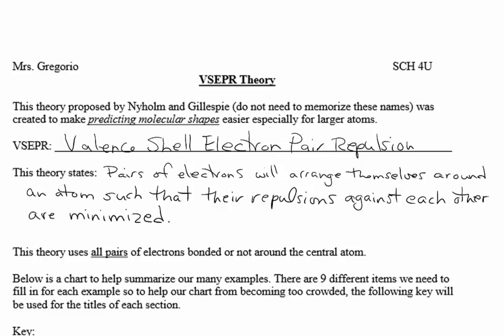Now, this theory uses all the electron pairs, whether they are bonded or not. Now remember, a non-bonded pair of electrons is also called a lone pair of electrons. Even though these lone pairs are not part of the bonding, they still take up space and will therefore still help to define the molecular shape.